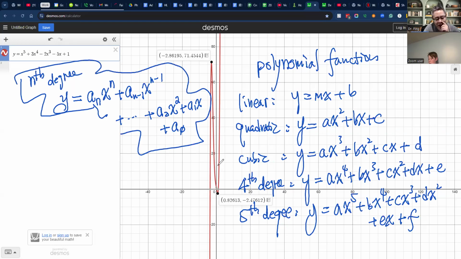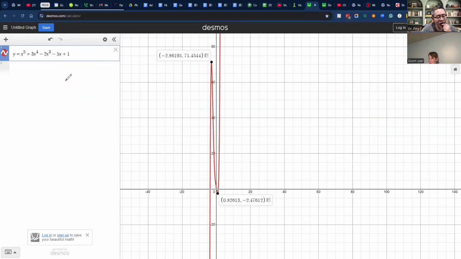That covers any n. But normally, just for the first five, we use the alphabet. Once we get to the more general case, we use this. But one thing about polynomial functions: the last constant is our y-intercept.